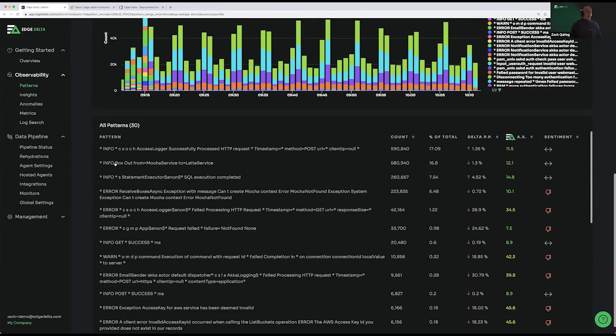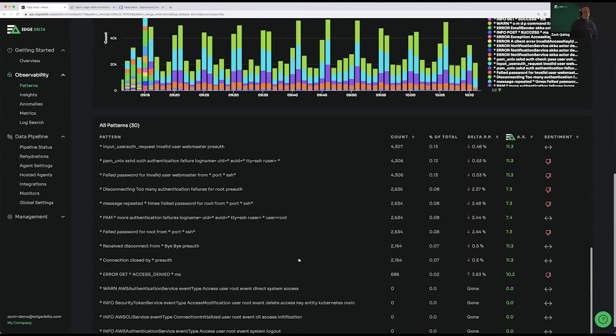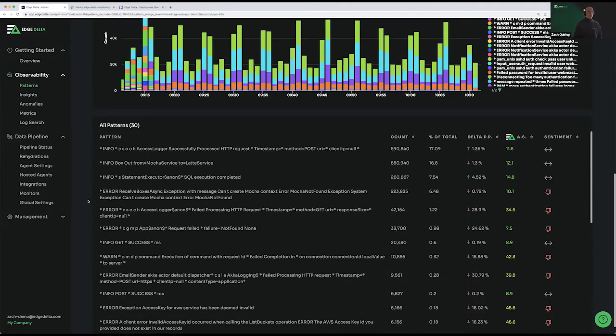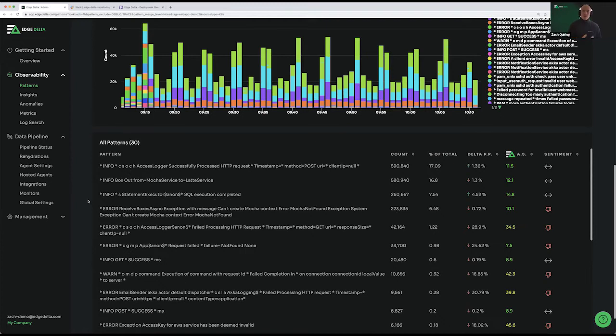We can see this info log is essentially the identical message being repeated over and over again, 580,000 records, or 16.8% of our total traffic. And then there's going to be different patterns of all shapes and sizes, happening at various frequencies as we're flowing through. So agents are deployed, raw data starts getting processed. These patterns automatically get created at the same time. The analytics about these can be streamed to downstream systems for visualization, for analysis, and things like that.